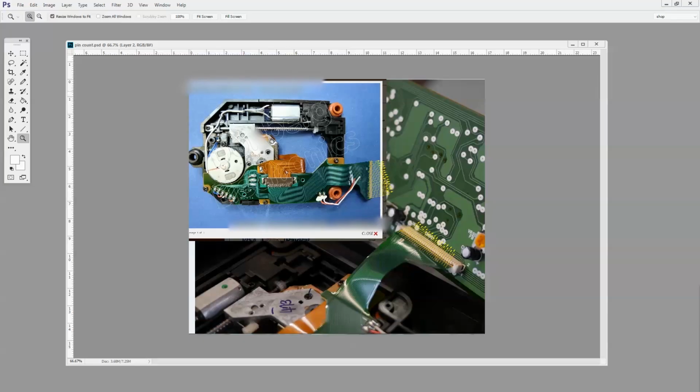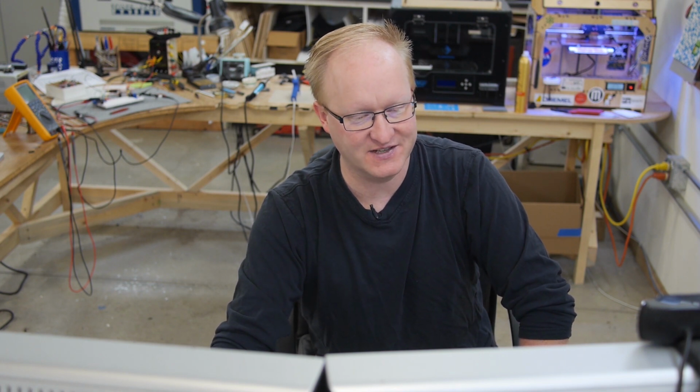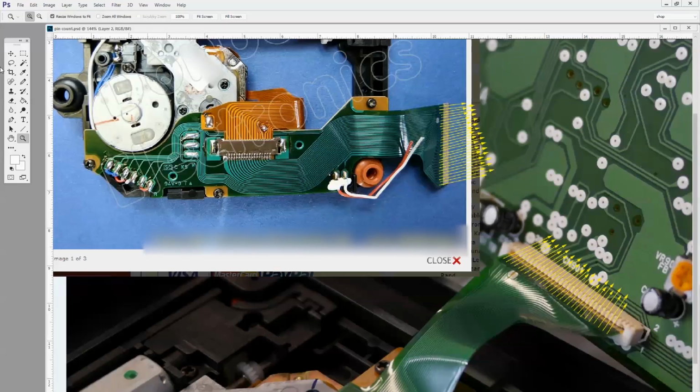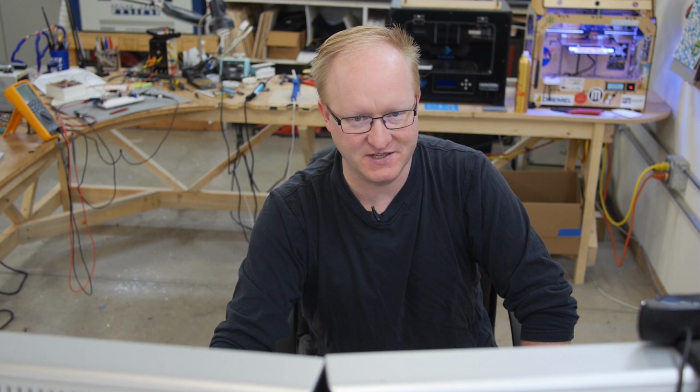So anyway, what I did was I took these photos and I cross-referenced them with the photos that we had of the inside of the prototype. So I counted the pins on the ribbon cable and they matched. There's 29 total, I believe. And if you look, it has the solder pad there and there. It actually matches up pretty good.